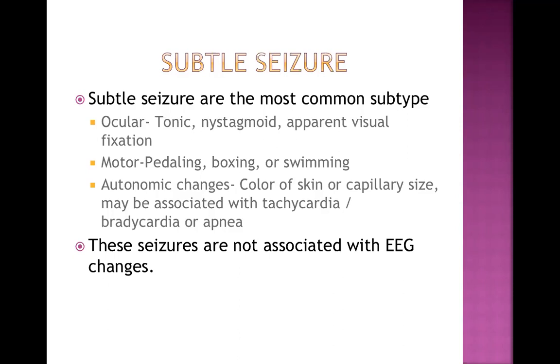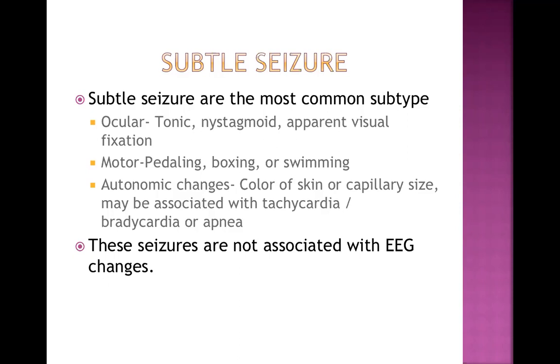Sometimes there may just be autonomic change in the body, and those autonomic changes can be diagnosed by the color of the skin. The color of the skin may go pale, or there may be decreased capillary filling. There may be tachycardia, there may be bradycardia, or there may be apnea. Any of those may be there. So please never forget to examine the vital signs in the newborn if you suspect there may be seizure.